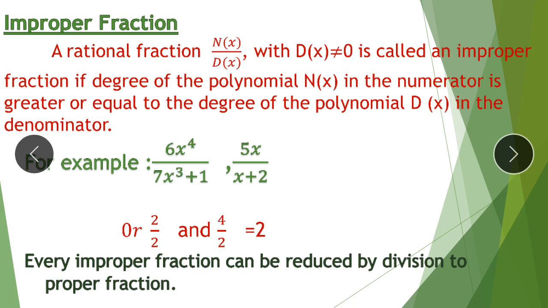Every improper fraction can be reduced by division to a proper fraction. Yes, we can convert the improper fraction by division to a proper fraction, because in an improper fraction the degree is greater, or the number in the numerator is greater, so the division is possible and we can reduce it into a proper fraction.